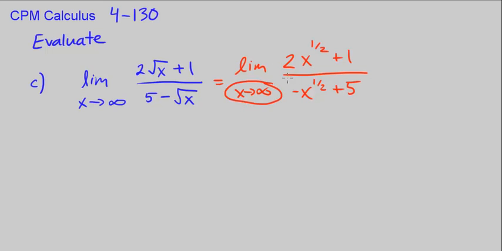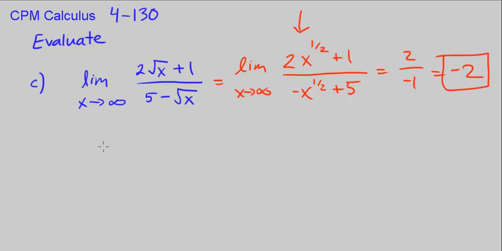Because when we look at x approaching infinity, we can go ahead and look at the biggest power of x, which is x to the 1/2, and then it's going to equal the coefficients in front of those two powers if they're the same, right? Since they're the same, we're just looking at the coefficients, so that's 2 over negative 1 or negative 2, okay?